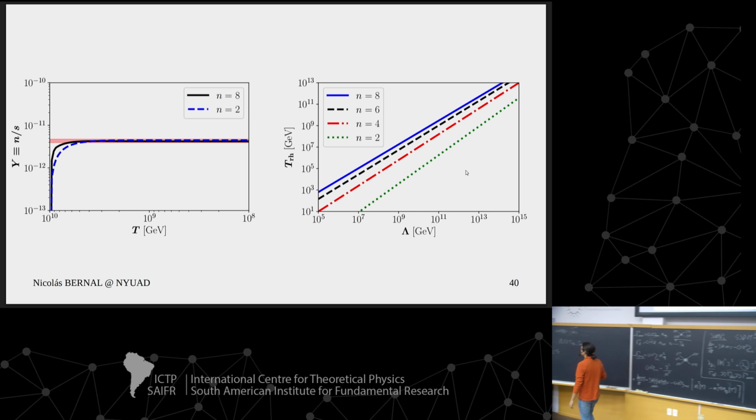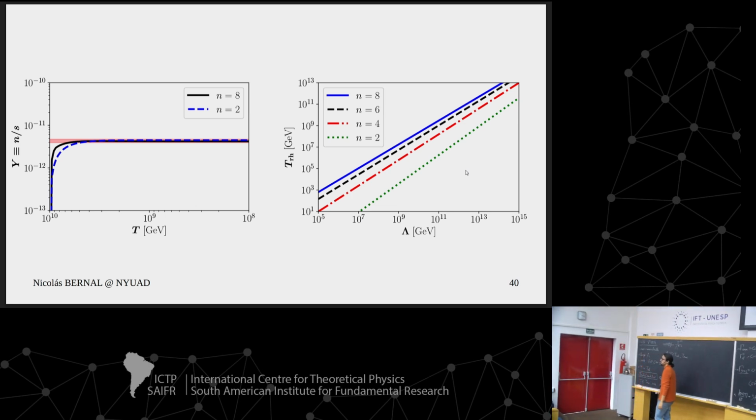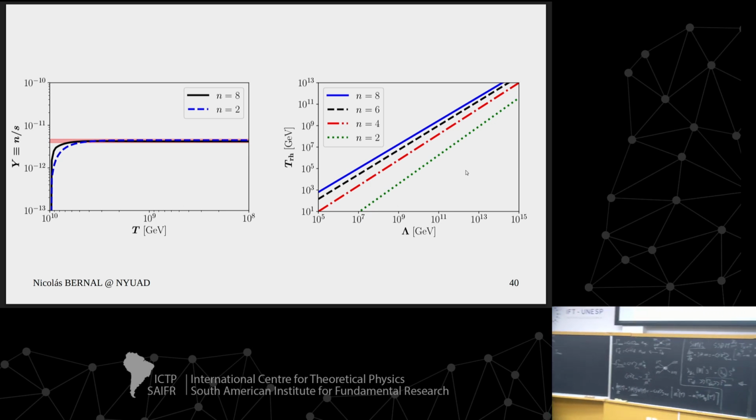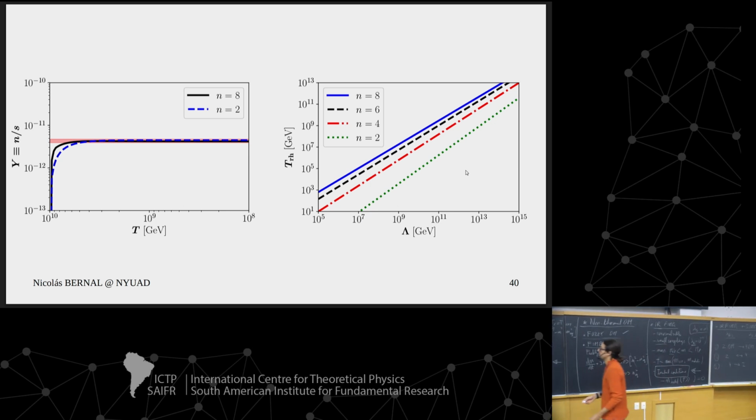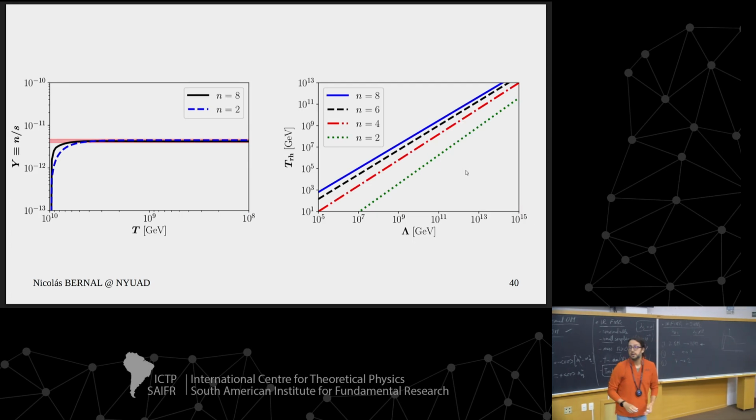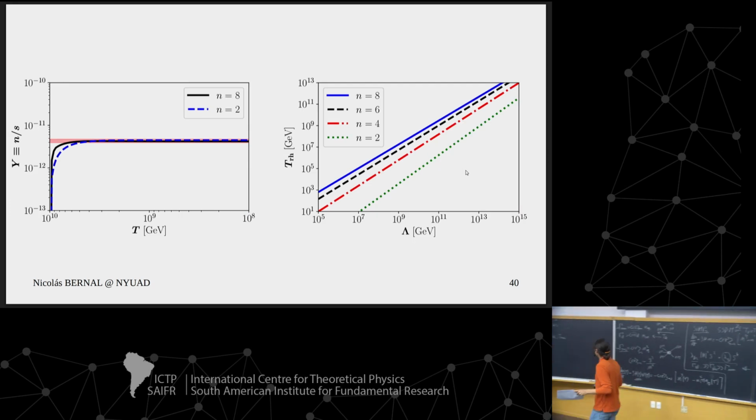So, just to emphasize this point: it's very important, it depends on the initial condition. And we don't know it, right? So you have no control over that. Okay, that was everything I wanted to tell you about non-thermal production and FIMPs. So you have like 15 minutes.